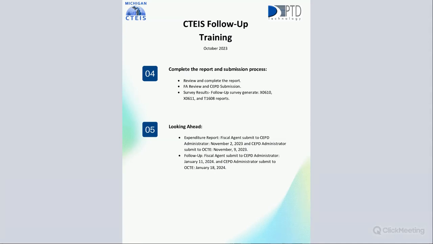The fourth item that we're going to do is to complete the report and submit. So we'll show, as a building reporter, how to review your material and then complete the report. And then we know that we transfer that information to the fiscal agent. So the fiscal agent review and then the CPIT submission. So we'll go through that process just as it is in other collection periods, but we'll review for this one.